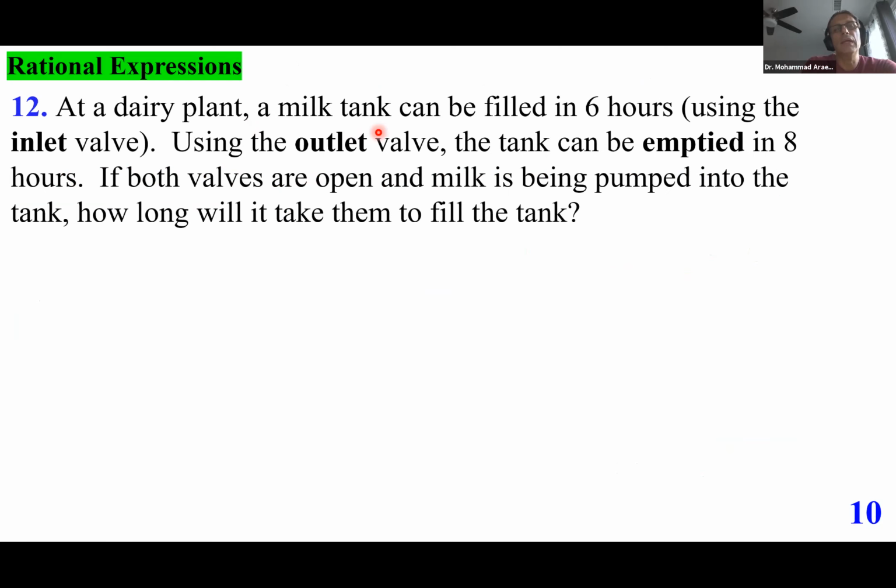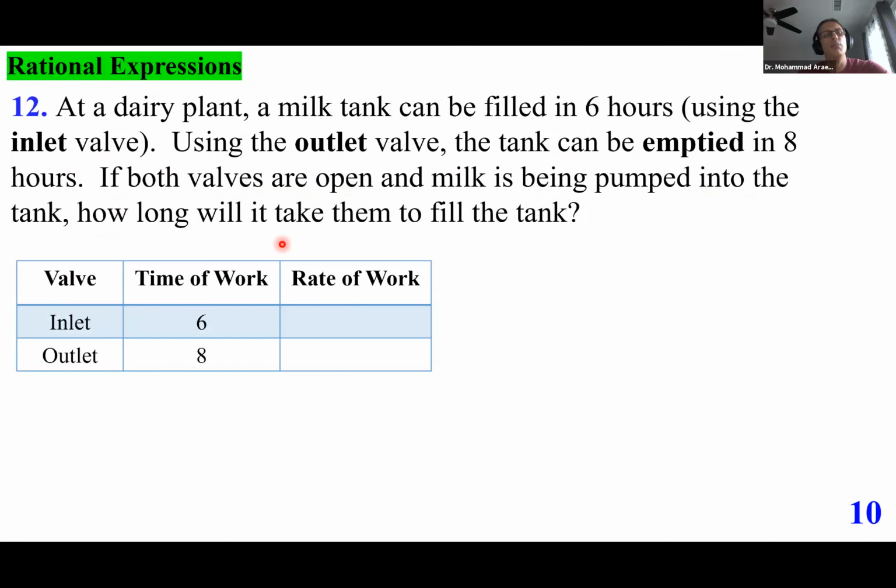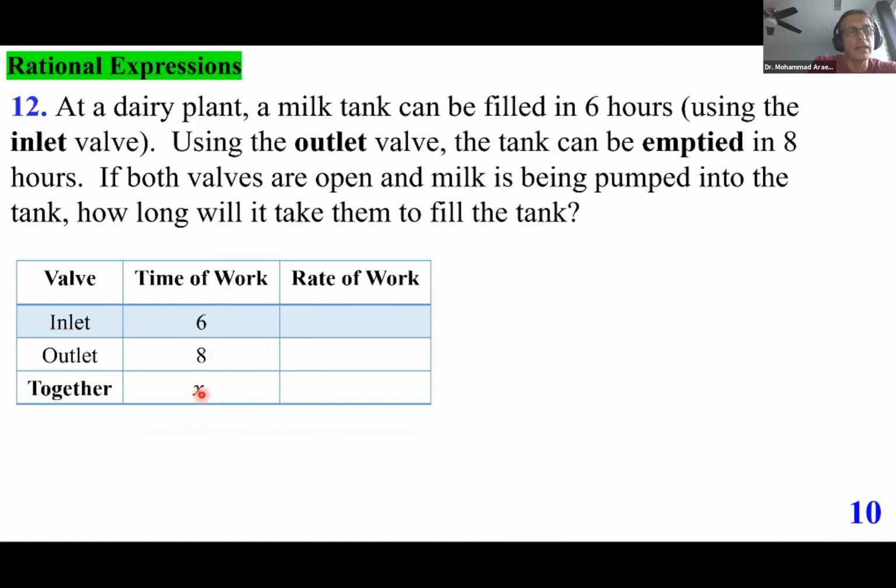At a dairy plant, a milk tank can be filled in 6 hours using inlet valve. Using the outlet valve, the tank can be emptied in 8 hours. If both are open and milk is being pumped into the tank, how long will it take them to fill the tank? We're going to come up with the same type of table. So first valve, the inlet does the job in 6 hours. The outlet does the job in 8 hours. Working together, it takes how long we don't know, let's say x.